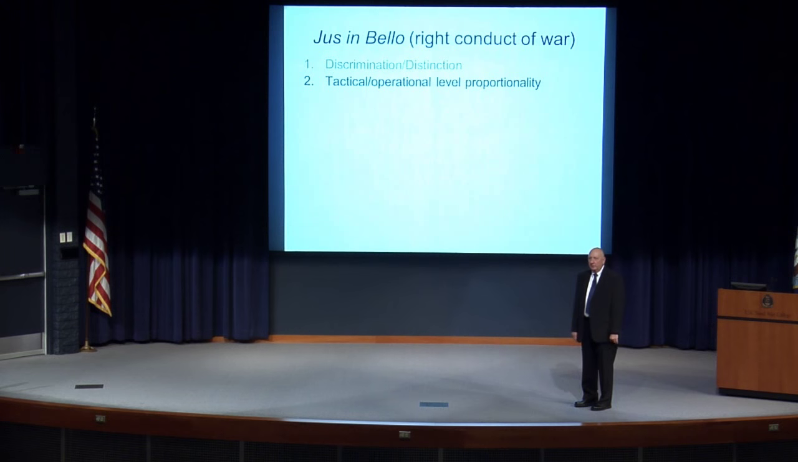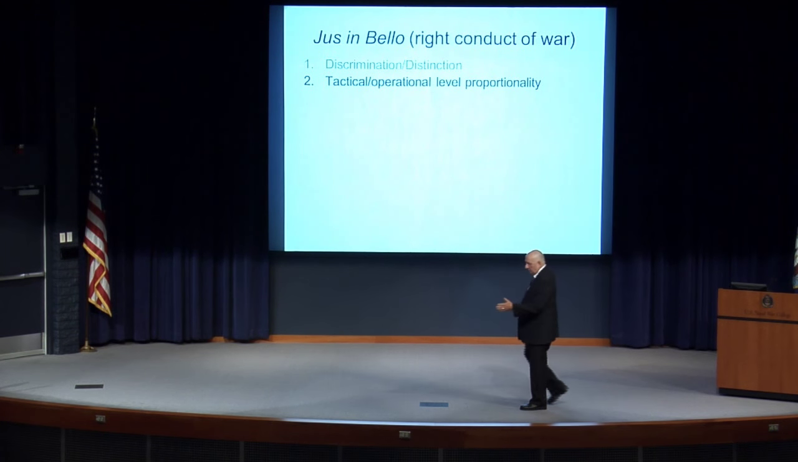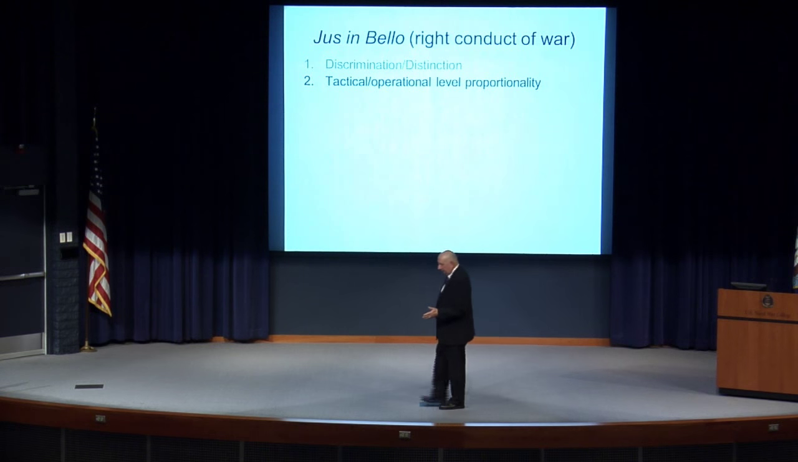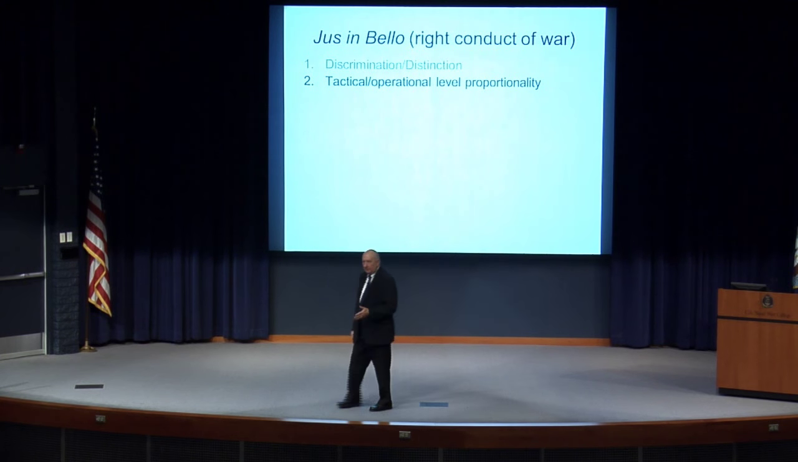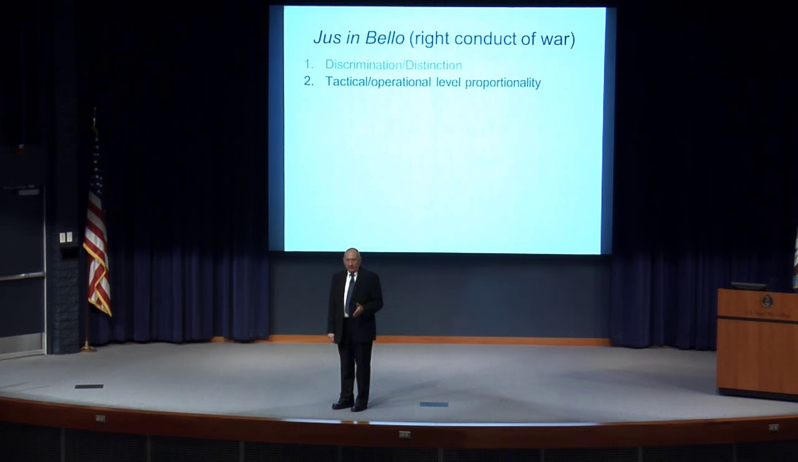Proportionality appears here too, but at a tactical or operational level. So I'm thinking about attacking this target. I recognize if I do attack it with the weapons I have available, I will probably collapse some houses around it. And some of those houses may have civilians in them. Is it legitimate to do that? And the argument is, well, you have to make a good faith calculation of the military value of the target at the time, how much civilian collateral damage, and there has to be a fair proportion of it.